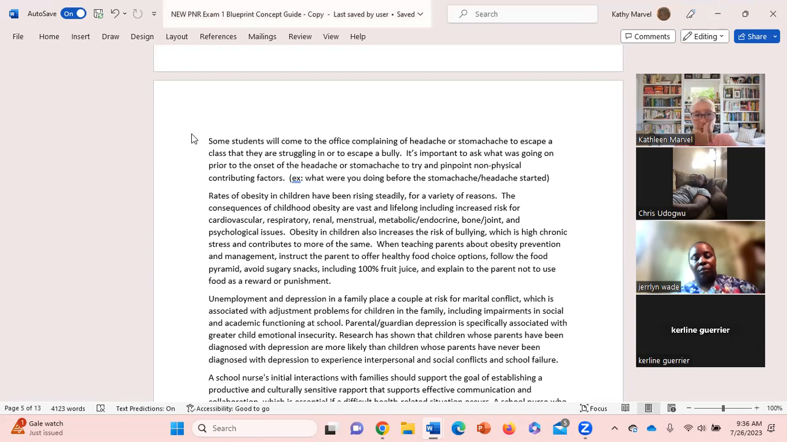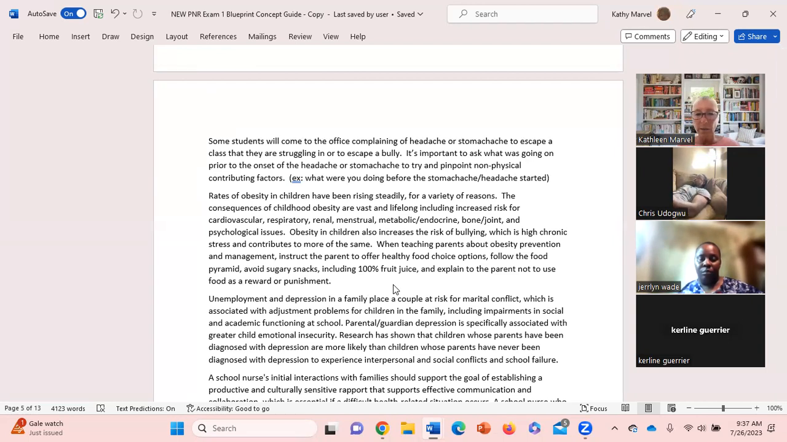The school nurse deals with obesity a lot. Okay, so this paragraph talks about obesity. We know that the rates of obesity are steadily increasing, and have been for a while. So in teaching parents about obesity, what kinds of things might you teach them about? Healthy food choices, follow food pyramids, avoid snacks, avoid sugary snacks. There's the 100% fruit juice.